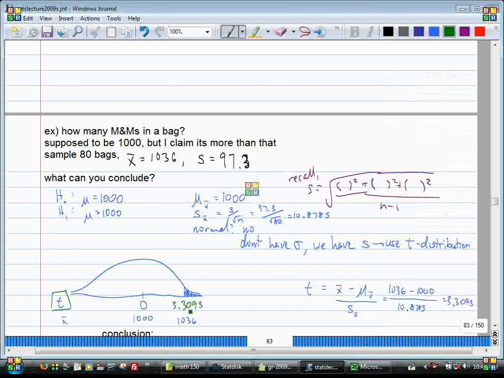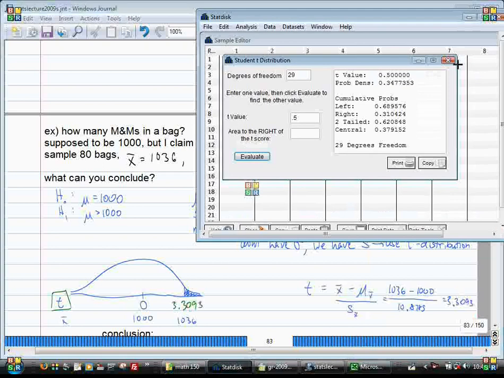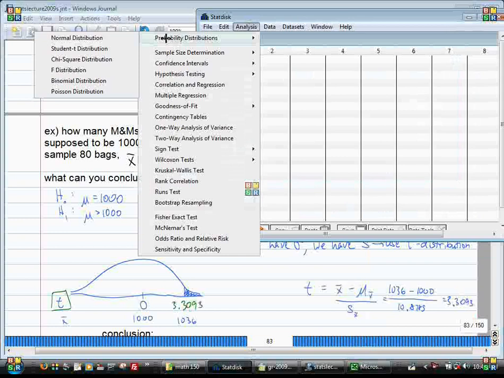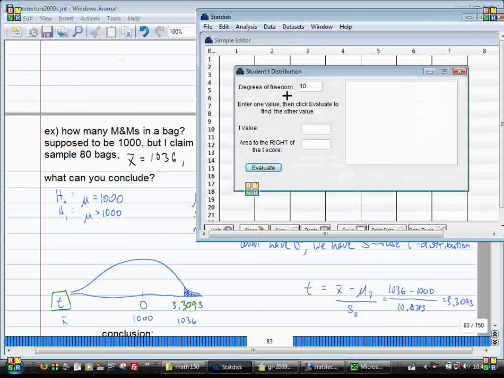Now we have to find the area. I'll use T.DIST. So what do I do? Analysis, distribution, and which distribution are we using? The t distribution. So the t value was 3.3093, and now I have to change the degrees of freedom. Don't forget that. That's important. That is a difference compared to the z-score normal distribution.